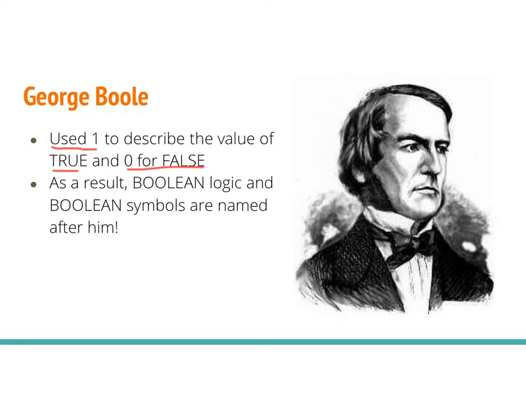And this is something that's utilized not only within machine language to mimic true or false, on and off, but it's also utilized in programming when we have Boolean logic, where we want to make a variable true or false. So it's this simplistic yet genius idea of utilizing 1s and 0s to represent true or false that resulted in Boolean logic being named after him, as well as the Boolean symbols being named after him.